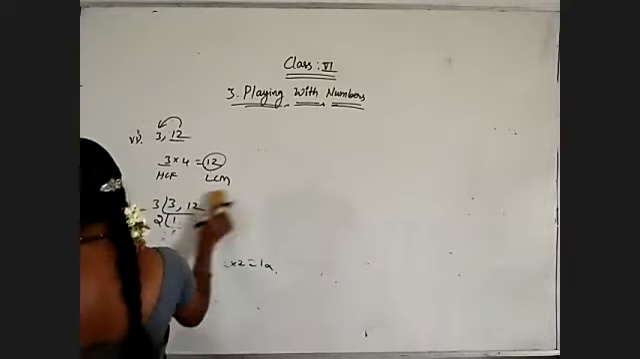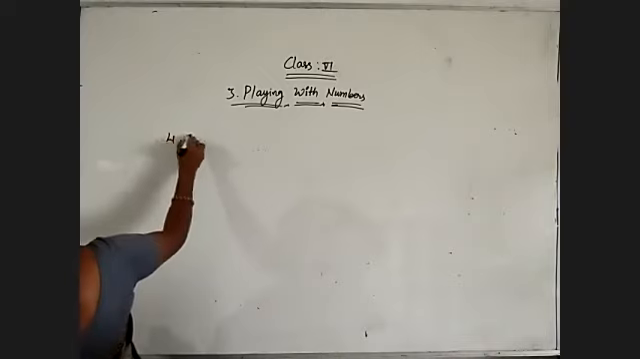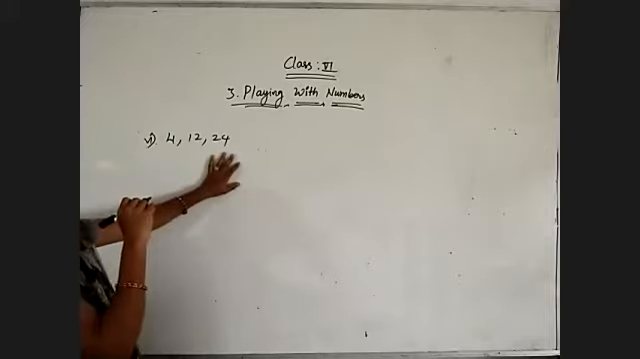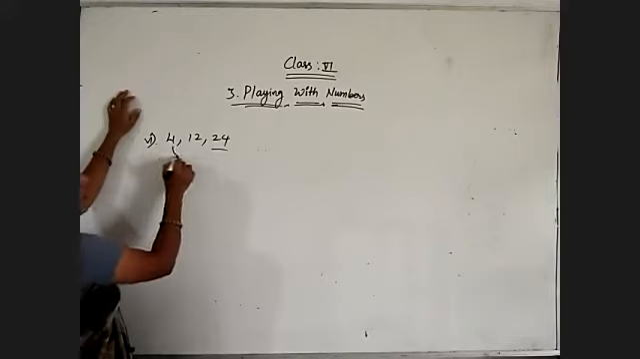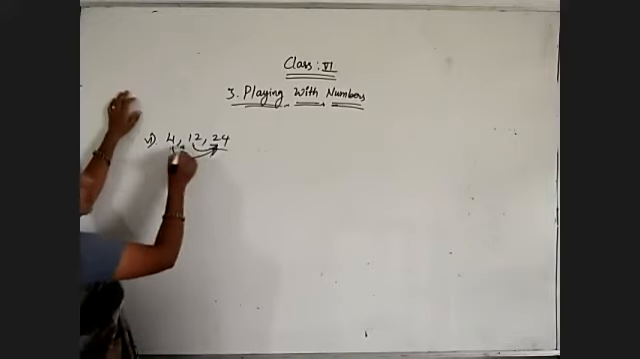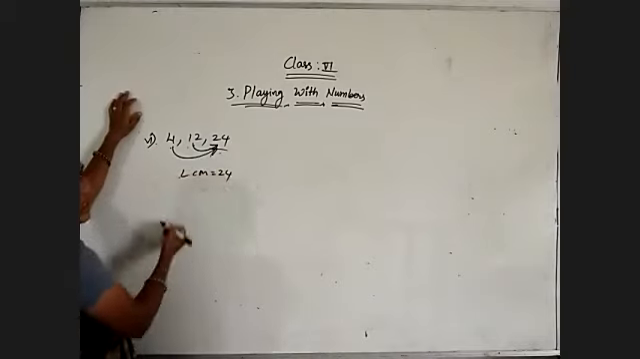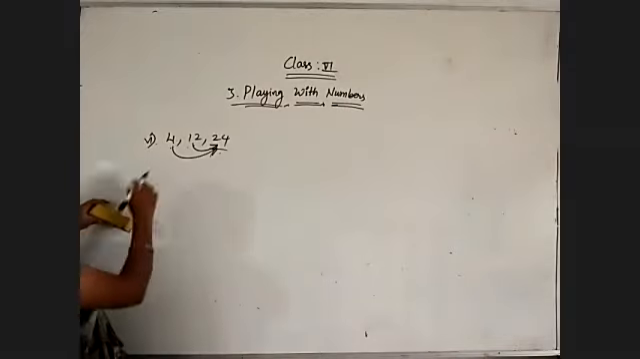4, 12, 24. Observe here. Total three numbers are there, but observe 24. 4 6s are 24, 12 2s are 24. In both the numbers we will get 24. So LCM we will get 24 only. Okay, we will see. Now I am doing it by using the prime factorization method.